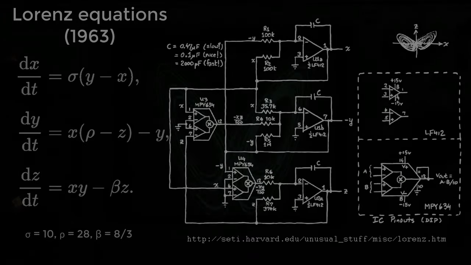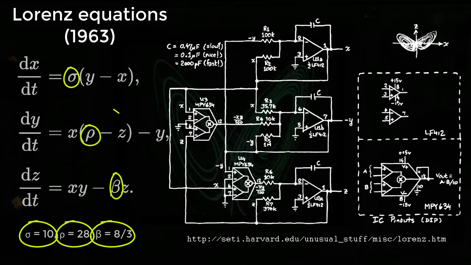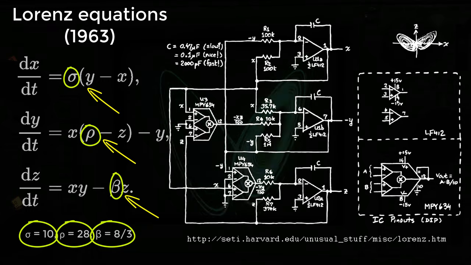So, back to the circuit. Here is a circuit that's been configured to set up an electronic analog of the equations shown on the left, with the given constants sigma, rho, and beta. Sigma represents the Prandtl number, rho is the Rayleigh number, and beta is a geometric constant. At these values, or values very close to it, the system will exhibit chaotic behavior.